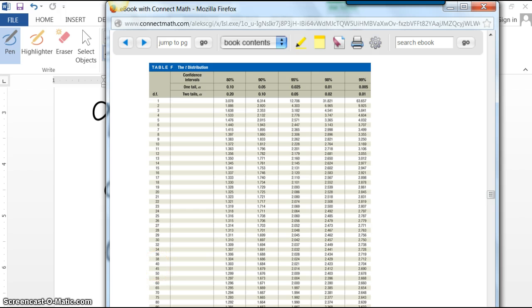Your textbook says that some people will go to the closest number, like some people would use the 45 instead of the 44, but your textbook is a conservative method textbook and it uses line 40. It always goes down a line. So if the 44 is not there, it rounds down to 40, and then it would go across to the 90% confidence right here. It would be 1.684.